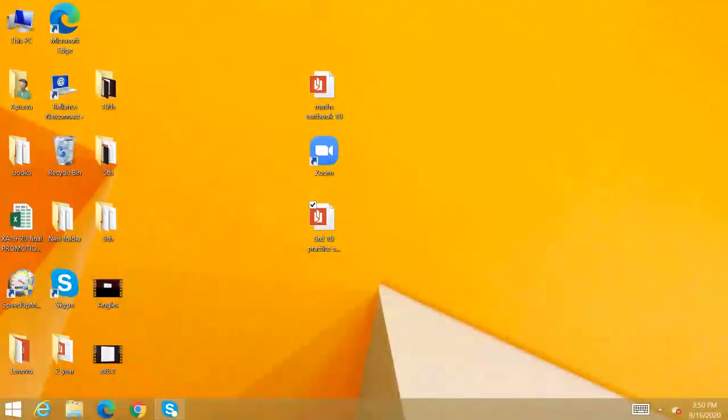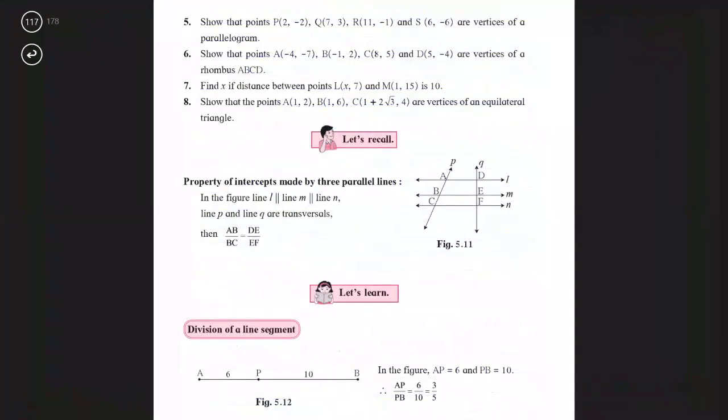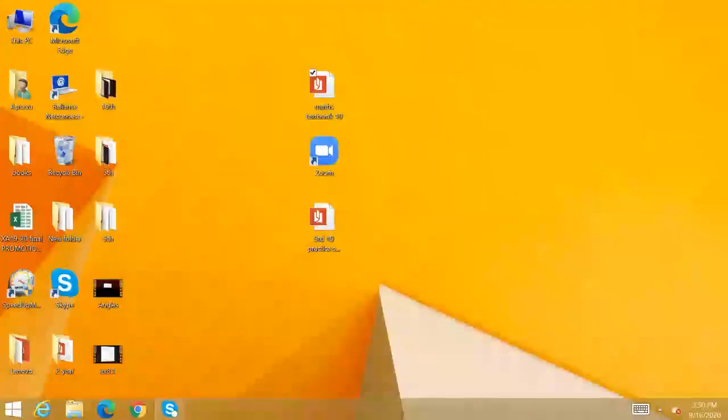Okay. Now, the last question in this exercise, question number 8. Show that the points are vertices of an equilateral triangle. Very simple. You have to find all the 3 sides AB, BC and CA and all have to come equal. If all the distances are the same, it means it's an equilateral triangle. I've done this for you because one of those points C is 1 plus 2 root 3 comma 4. So there is absolutely nothing to bother about. You have to just do it like any other number. Distance of AB is very simple.